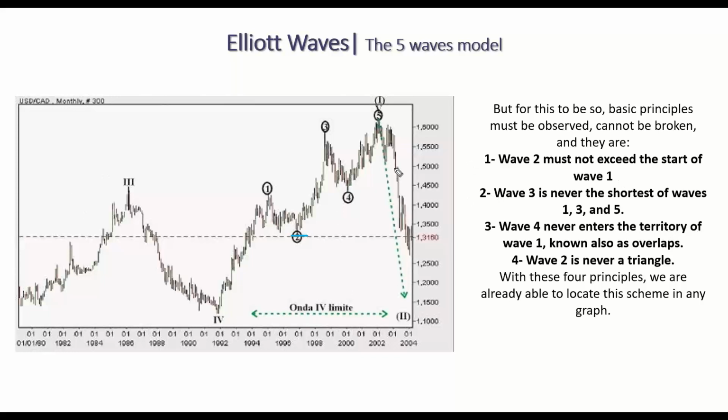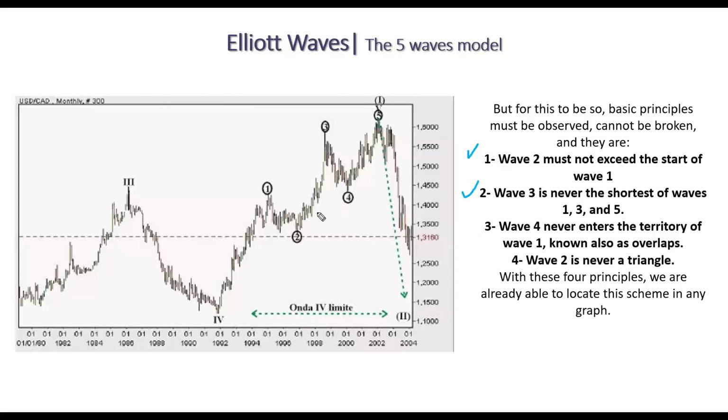So that's correct. Rule number 2: wave 3 is never the shortest of waves 1, 3, and 5. Waves 1, 3, and 5 are the motive waves. We will talk all the time about motive waves or corrective waves. 1, 3, and 5 are motive because they move in the same direction as the trend, and 2 and 4 are corrective because they move against the main trend. If we measure the length of wave 1, wave 3, and wave 5, we will see that wave 3 is not the longest one in this case, but it's not the shortest either, because wave 3 is shorter than wave 1 but bigger than wave 5. So in this case, rule 3 is correct.